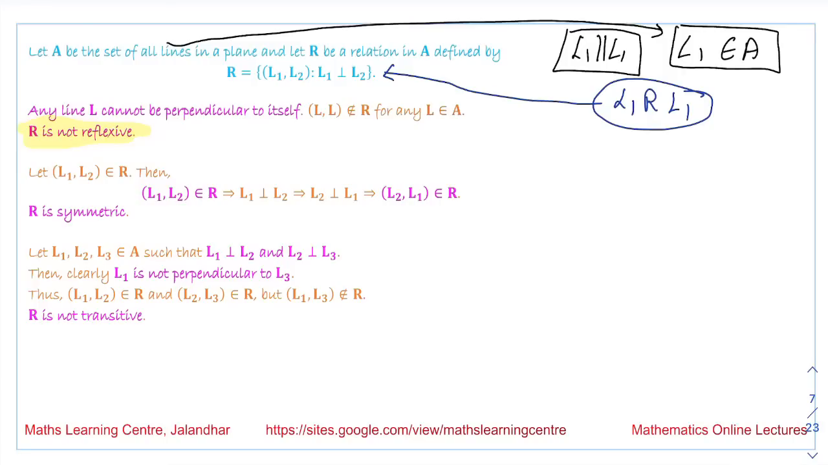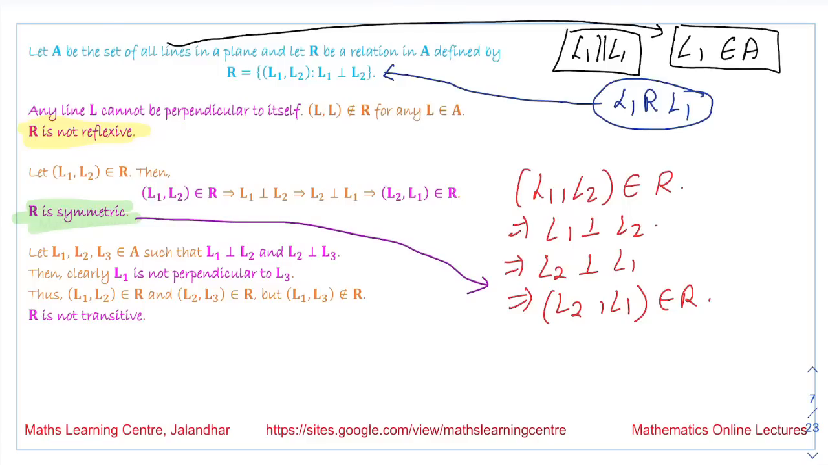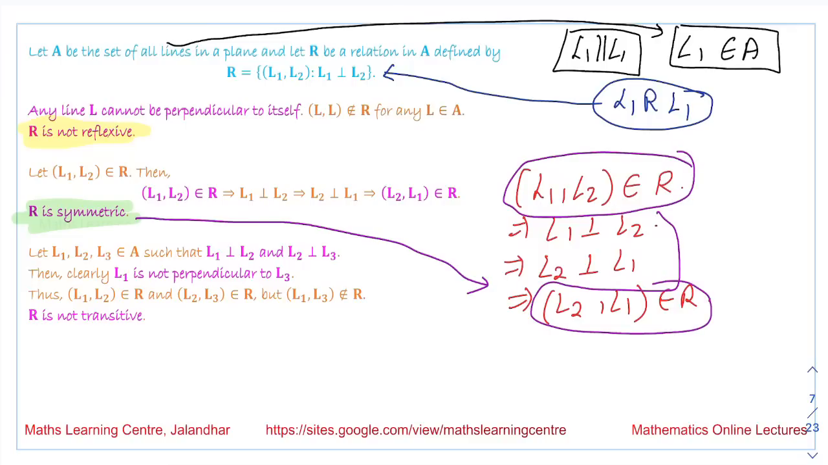Next, second thing is that L1 comma L2 are two elements from A such that L1 is related to L2. This implies that L1 is perpendicular to L2, which implies line L2 will be perpendicular to line L1, and so L2 comma L1 are related to each other. This proves that this relation is symmetric. That is, if L1 is perpendicular to L2, then L2 is perpendicular to L1.